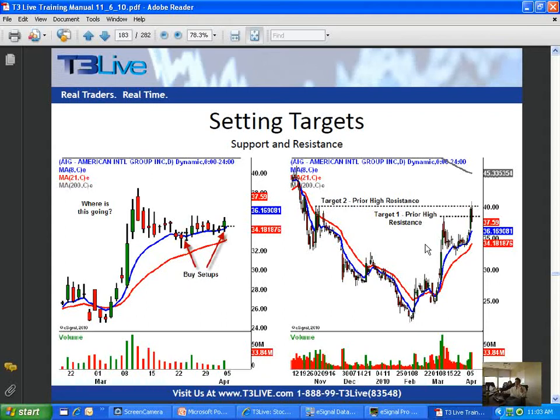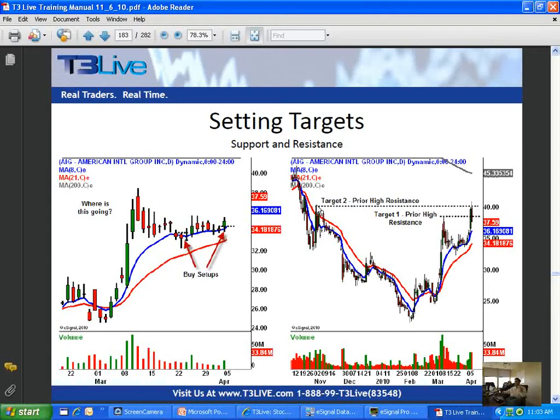But now the chart on the right, what I've done is I'm looking at the same chart, I'm just looking at more information. So if you look at the chart on the right here, we call target 1 the prior high resistance, and as we look at more data, it's again the same chart, we're just looking at a larger sample of time.